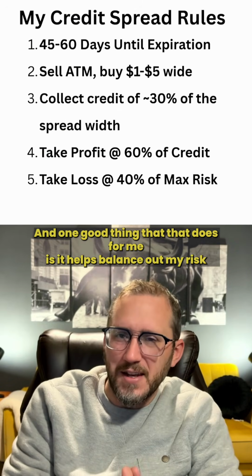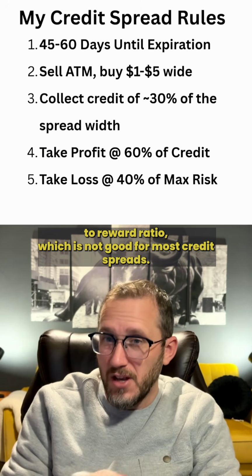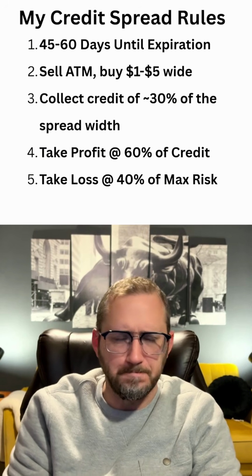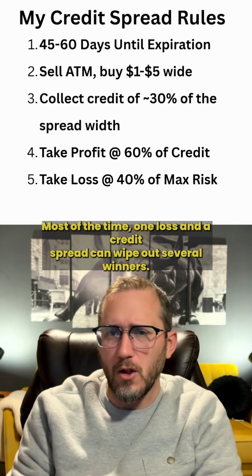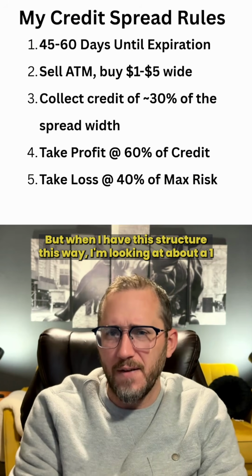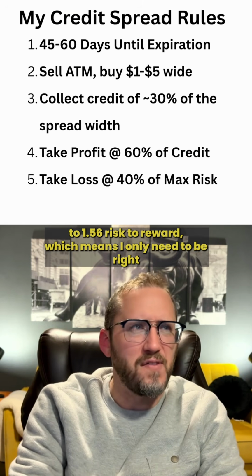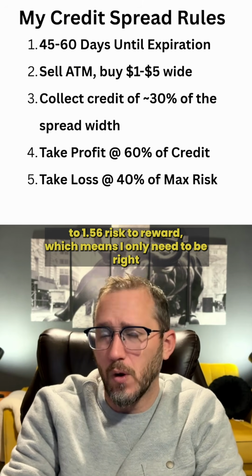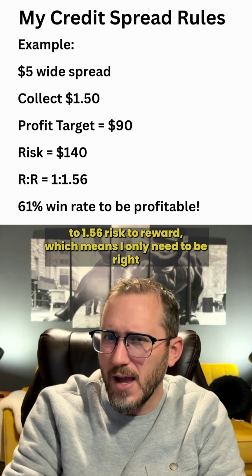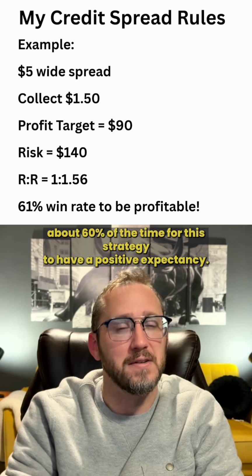And one good thing that does for me is it helps balance out my risk to reward ratio, which is not good for most credit spreads. Most of the time, one loss in a credit spread can wipe out several winners, but when I have this structured this way, I'm looking at about a 1 to 1.56 risk to reward, which means I only need to be right about 60% of the time for this strategy to have a positive expectancy.